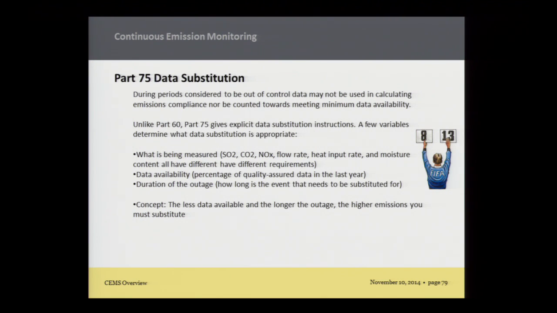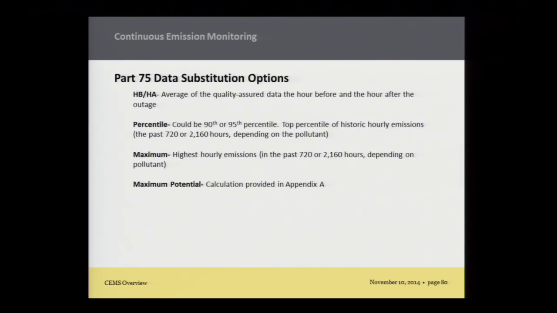A few variables determine what data substitution is appropriate. So what's being measured? SO2, CO2, NOx, flow rate, heat input, moisture, all these things. Data availability percentage of quality assured data in the last year, and then the duration of the outage. So how long was the event that I need to substitute data for? The concept is the less data available and the longer the outage, the higher emissions you must substitute. It's kind of painful, right? So they're saying if you don't have the data, we're going to make you use a prescribed method, and it's typically higher than you would have recorded.